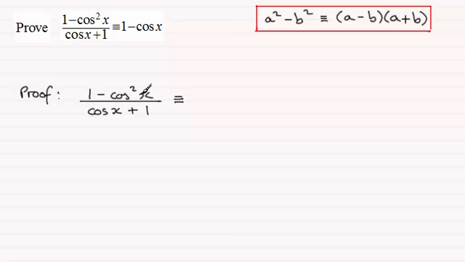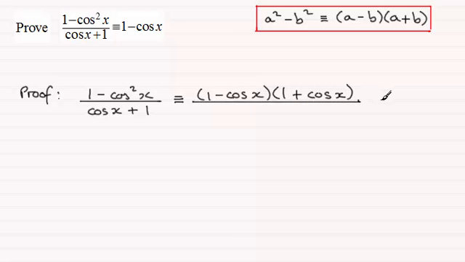So when we've got 1 minus cos squared x, this is the same as 1 minus cosine x multiplied with 1 plus cosine x. Obviously it doesn't matter whether you write 1 plus cosine x first, then 1 minus cosine x. It's just up to you which way round you do it. But difference of two squares then on the top when factorized gives us this. And then in the denominator here we've got cosine x plus 1. So we'll just put that in, cosine x plus 1.